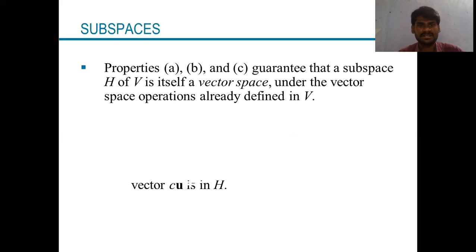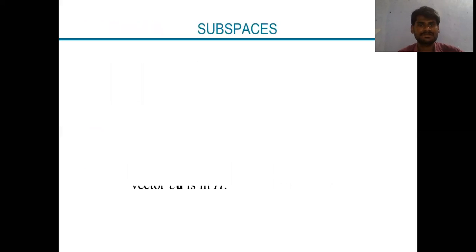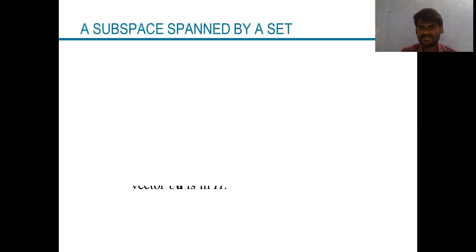Next, the properties A, B, C guarantee that the subspace H of V is itself a vector space under the vector space operations already defined in V. Next, some property: every subspace is a vector space. Conversely, every vector space is a subspace of itself and possibly of other larger spaces. Next example, the space of 3 cross 3 upper triangular matrices is a subspace. The space of all matrices with integer entries is not.